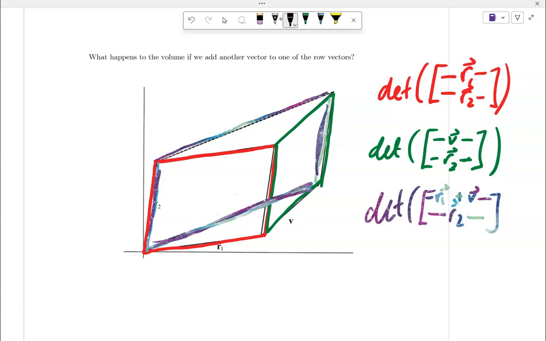All right, so this is what I mean by what happens if I add another vector to one of the rows. Notice I've taken the original matrix, which is the red one that I wrote, and I've added the vector V to just one of the rows. That's where we got R1 plus V. What I want is a relationship between these three quantities. Well, let's see if we can figure it out.